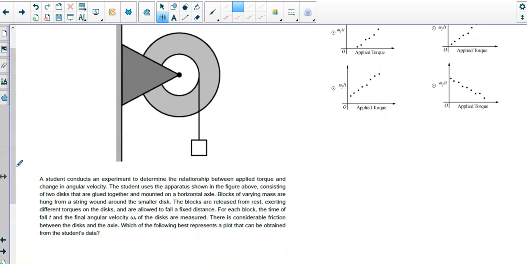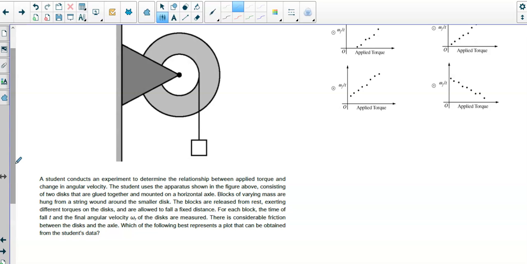Student conducts an experiment to determine the relationship between the applied torque and the change in angular velocity. Student used an apparatus shown in the figure above, consisting of two discs that are glued together and mounted on a horizontal axle. Blocks of varying mass are hung from the string wound around the smaller disc. The blocks are released from rest, exerting different torques on the disc, and are allowed to fall a fixed distance.